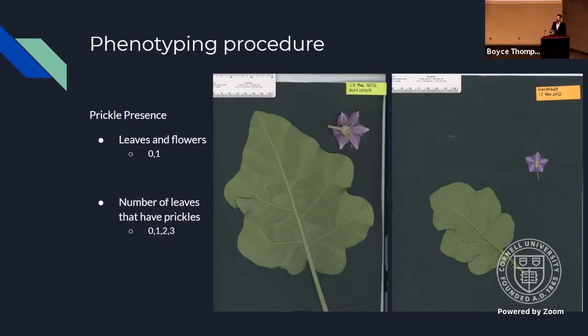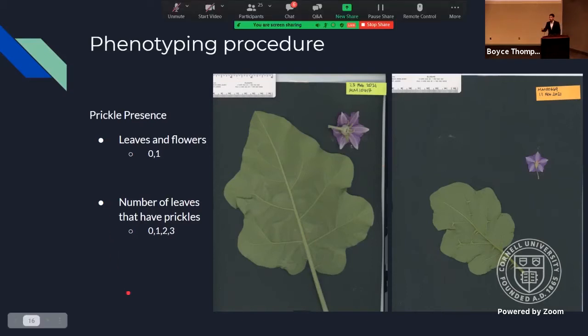So we looked at the leaves and flowers of these eggplants, and we looked at scanned images. We cut off the 3 first fully formed leaves from each section, and then saw if it had prickles or not. And then we looked at the number of leaves that we had cut, and we said, do all 3 leaves have prickles or only 2 or only 1? And we gave that a score.